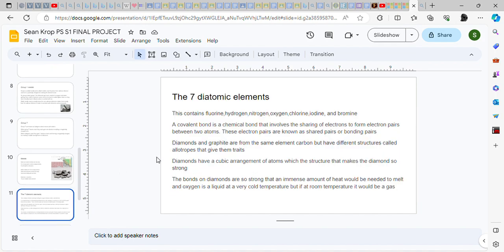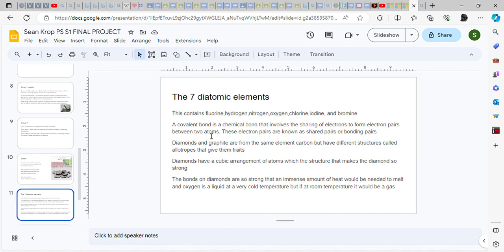7 diatomic elements. This contains hydrogen, nitrogen, oxygen, chlorine, iodine, and bromine. A covalent bond is a chemical bond that involves sharing of electrons to form electron pairs between 2 atoms. These electron pairs are known as shared pairs or bonding pairs.